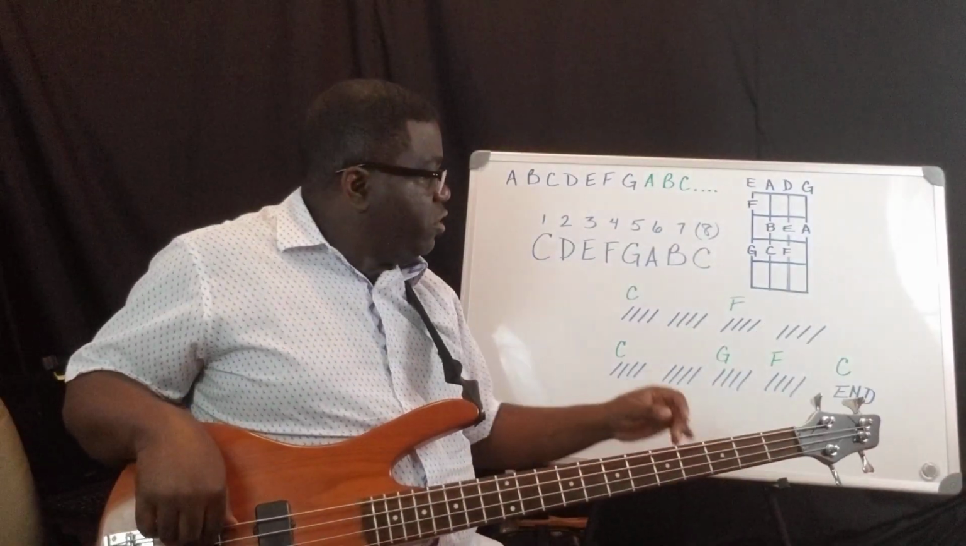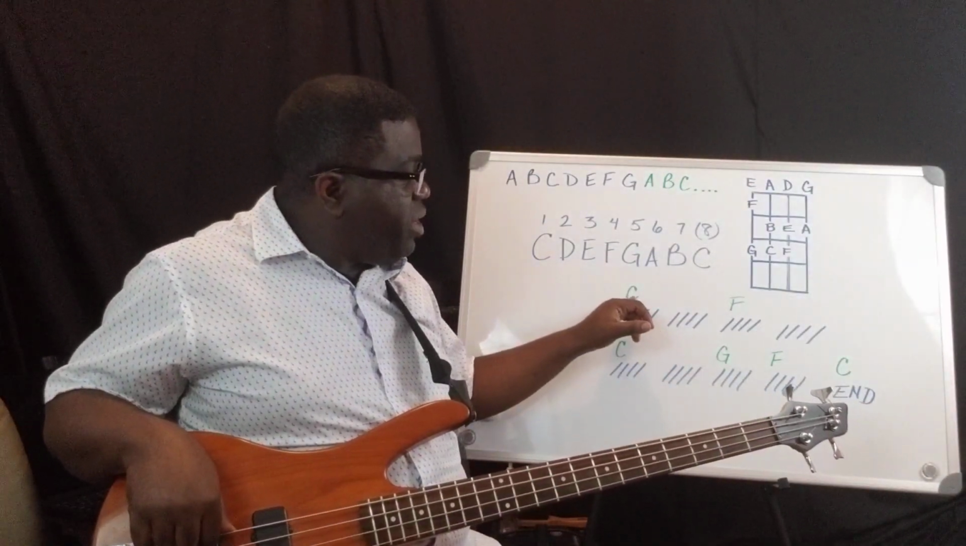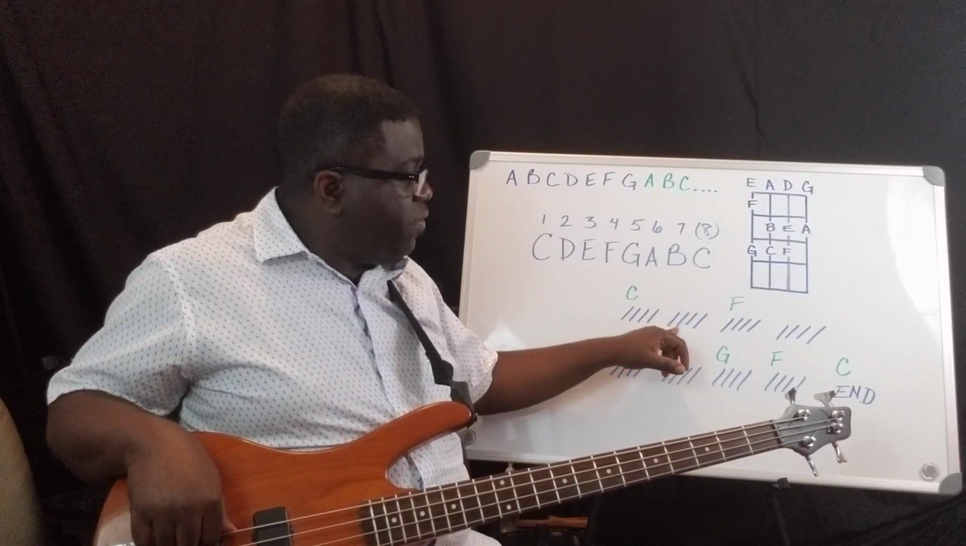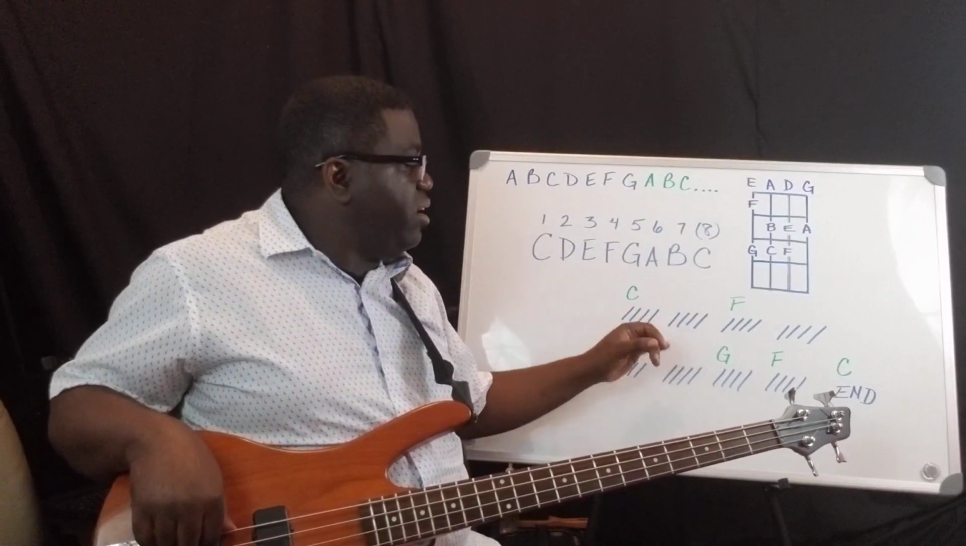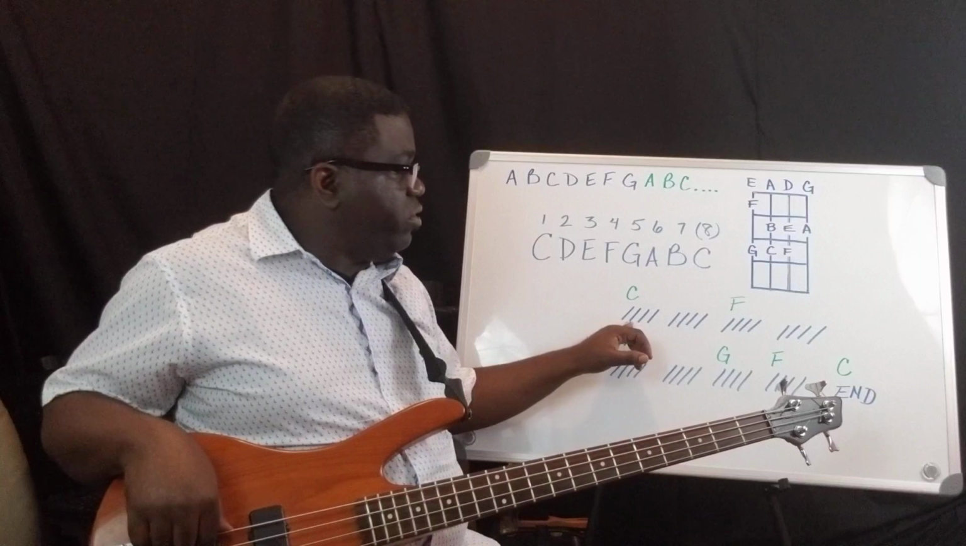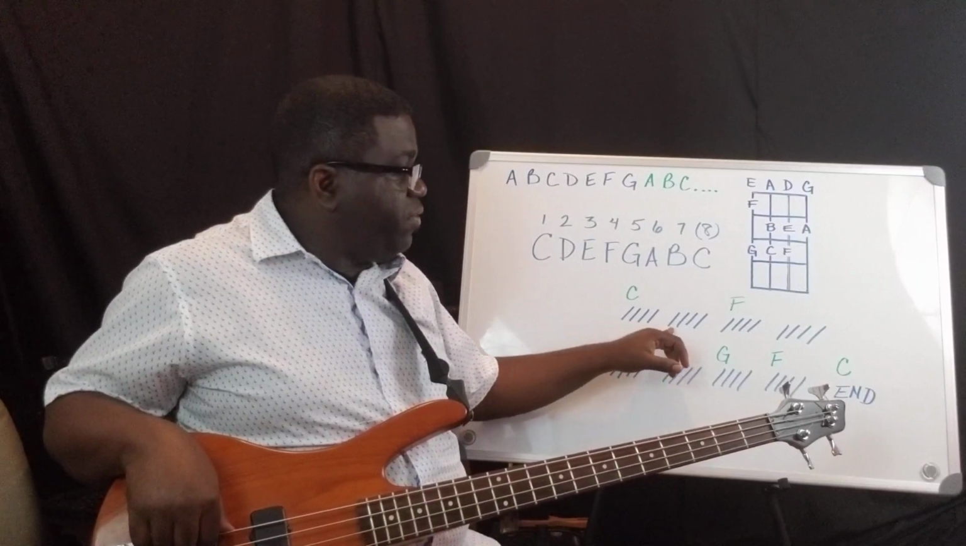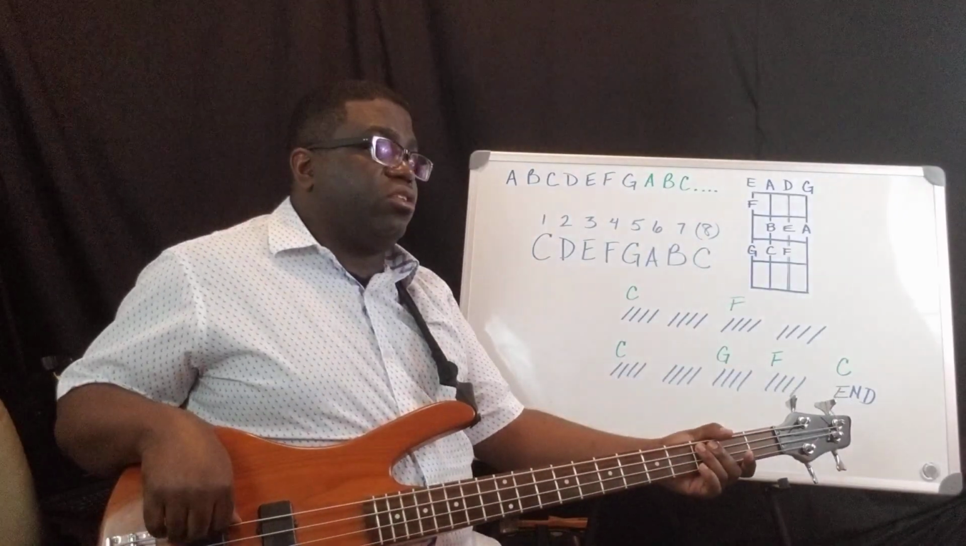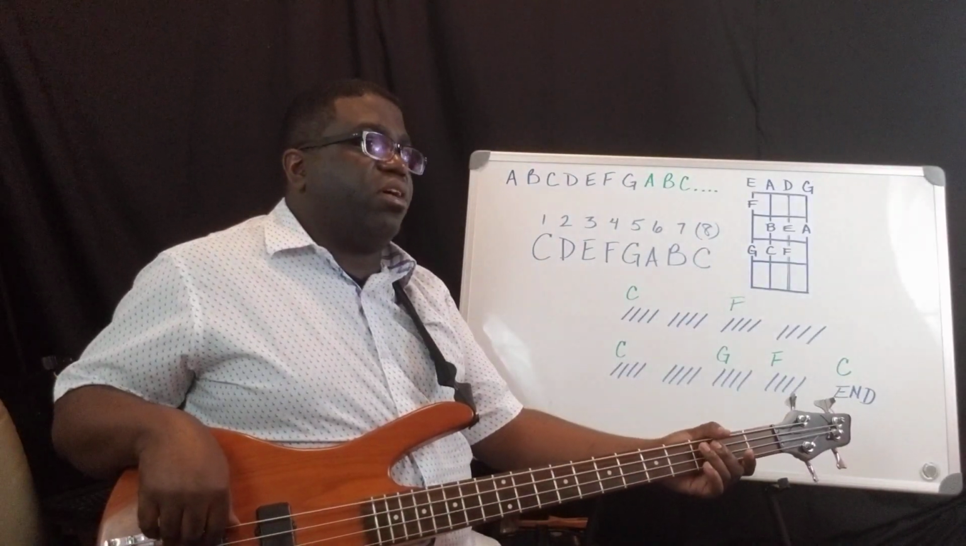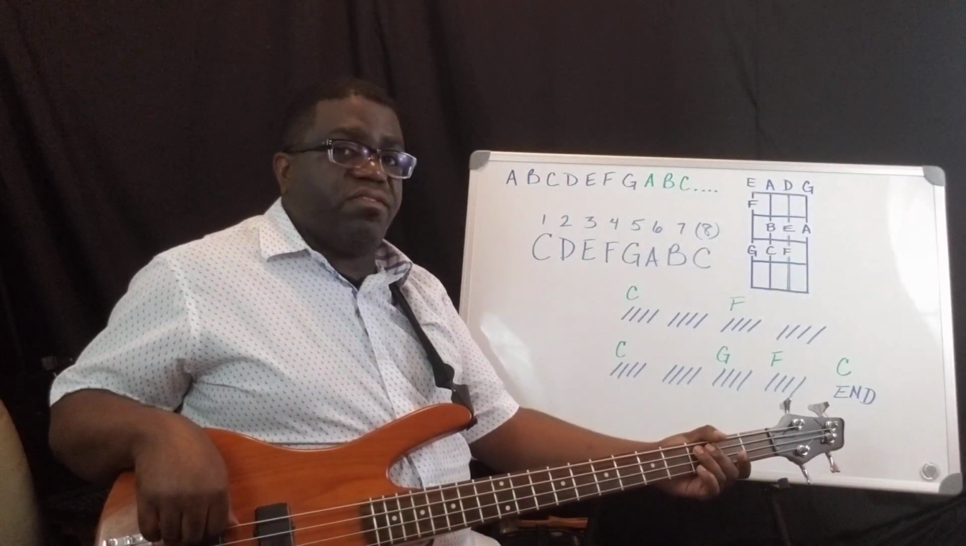All right. So since I have the C written once, and then we have another four hash marks, that means all you have to do is just hold it for 1, 2, 3, 4, and then another 4, 5, 6, 7, 8. Okay. 1, 2, 3, 4, 5, 6, 7, 8.